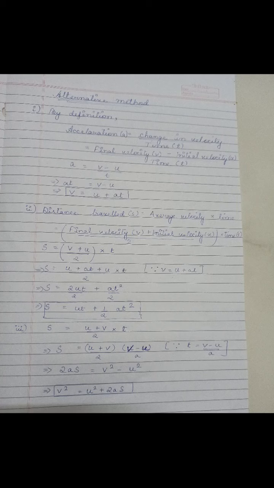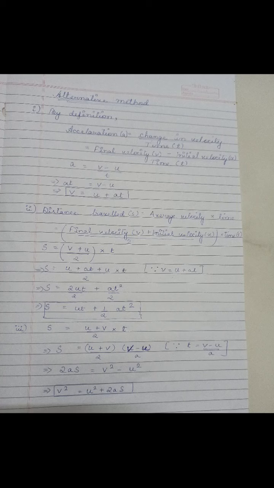Now for the second equation, just remember we will be calculating the distance traveled again like for the graphical method, but here we won't be calculating the areas of any trapezium or rectangle because we are not using any graph. So we will be using the formula, that is average velocity into time. So how do we get the average velocity? Final velocity plus initial velocity by 2, into time. So final velocity is v again, initial velocity is u, time is t. So (v plus u) by 2 into t.